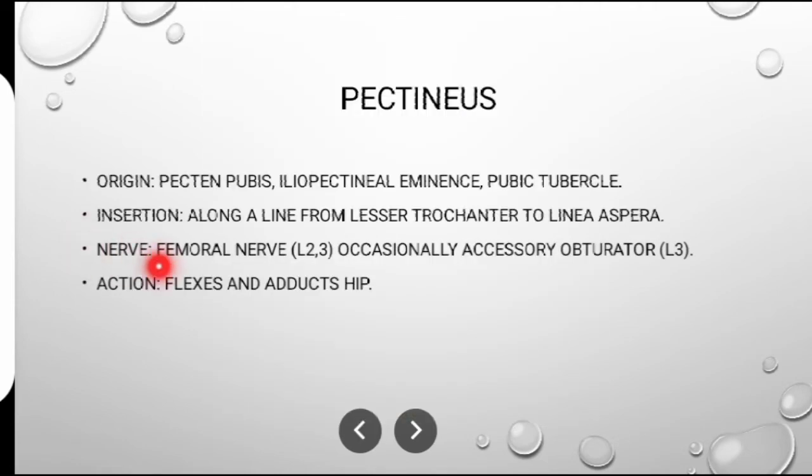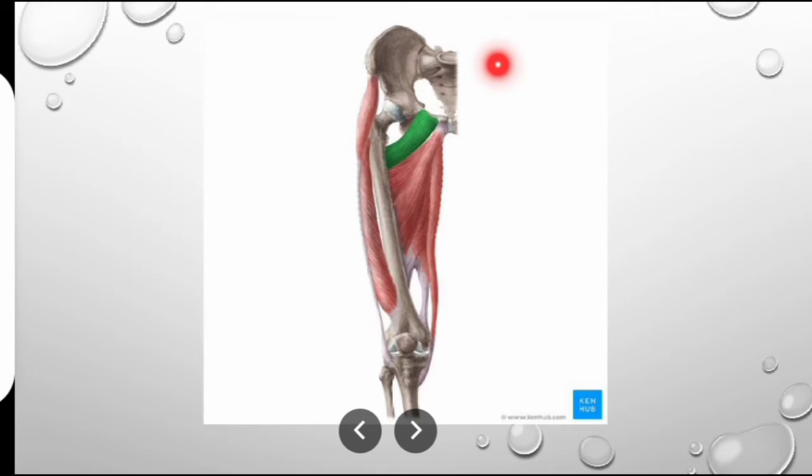Nerve supply: femoral nerve, and occasionally accessory obturator nerve. Action: involved in hip flexion and hip adduction. The muscle in green is pectineus muscle. It is involved in hip flexion and adduction of the hip.